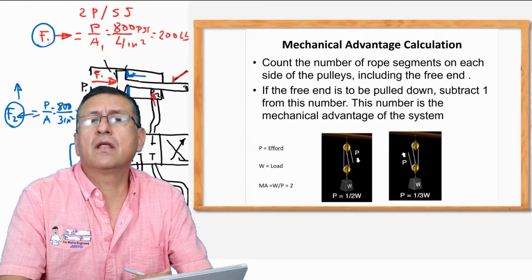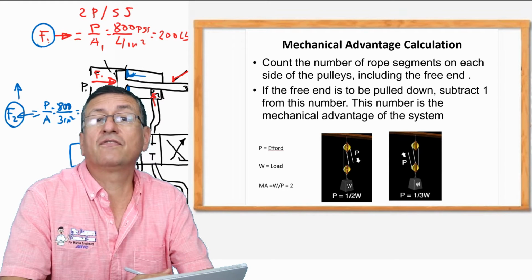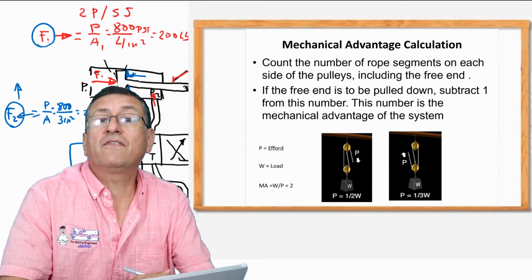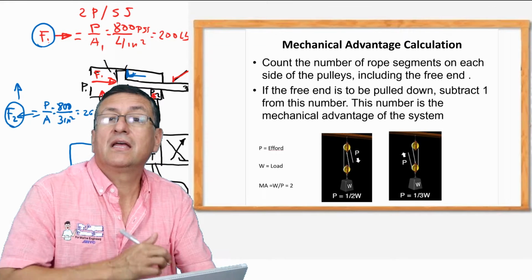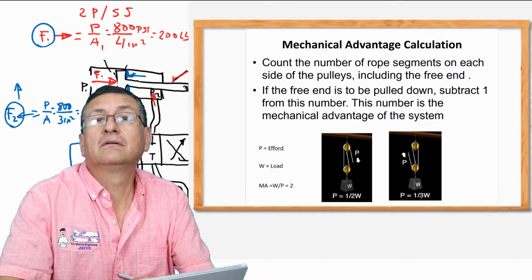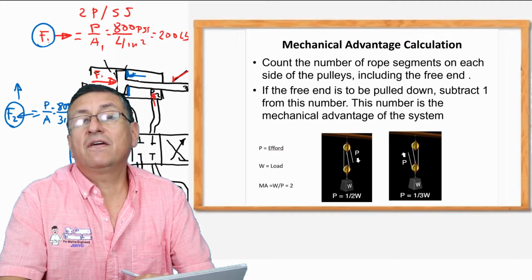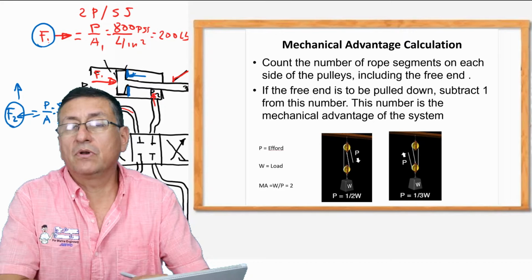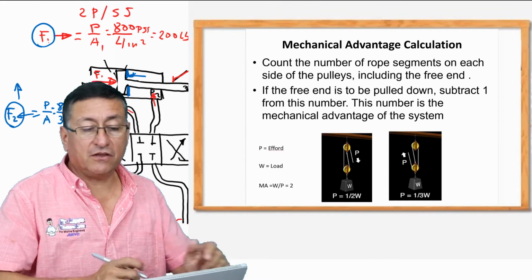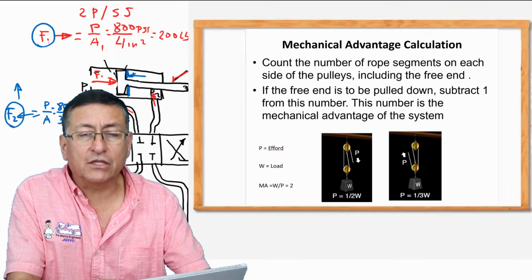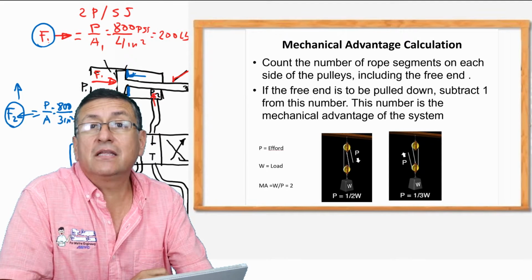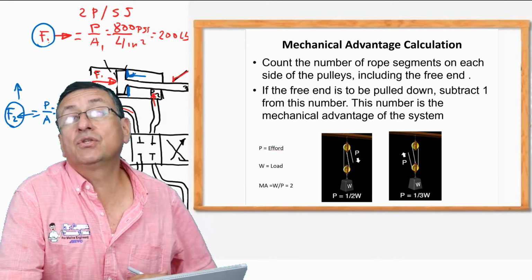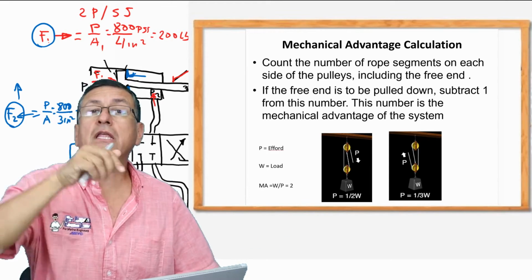Simple. You count the number of rope segments on each side of the pulleys, including the free rope. If the free rope is going down, no count. If the free end is going up, you add it. For example, in the first picture you have 1, 2, and 3, but the free end is going down. In that case, the mechanical advantage in the first one is 2, because the number 3 is going down, no count.